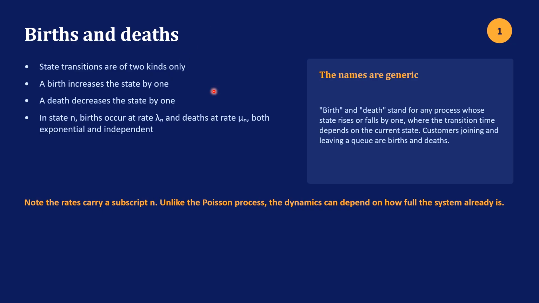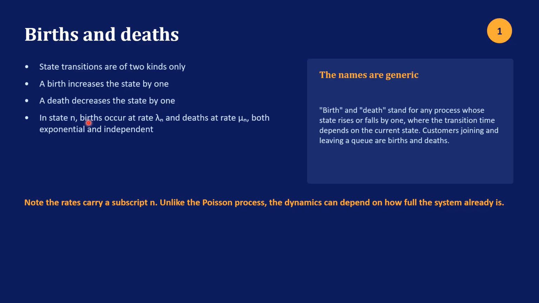The term here, birth and death, just stands for any process whose state rises or falls by one, where the transition time depends on the current state. For example, customers joining and leaving a queue would be an example of a birth and death process. So we have some points here. State transitions are only of two kinds. A birth increases the state by one. A death decreases the state by one.